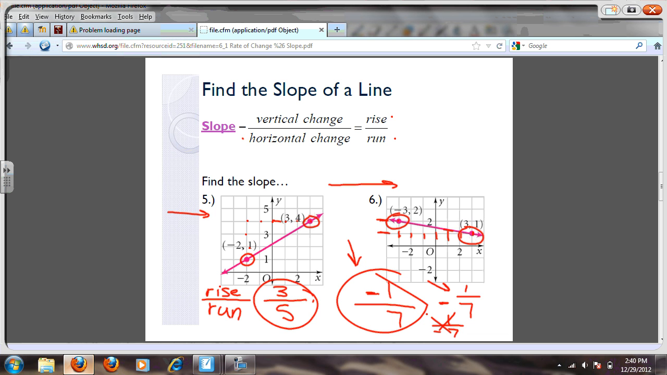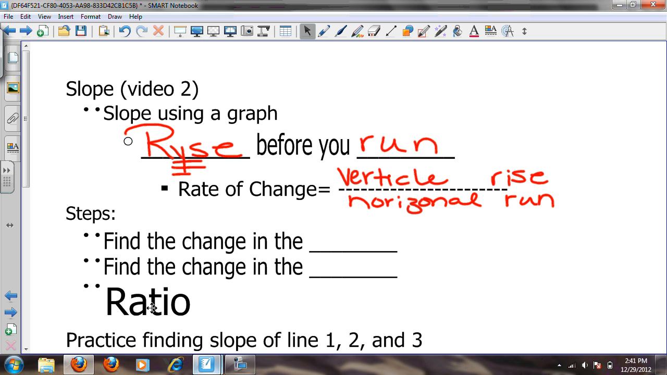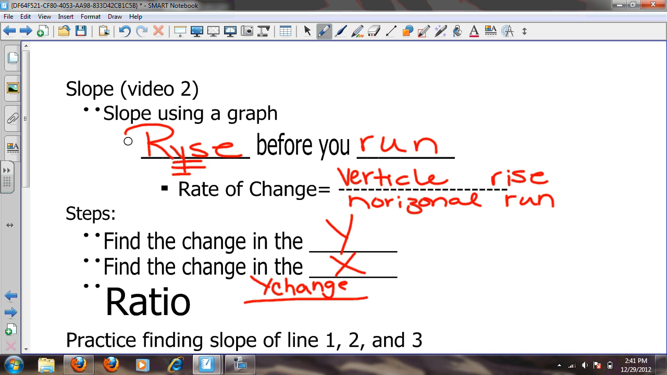Let's look at a few more examples here together. Okay? Let me do this. Let's go over here and make sure you're with me. Okay? So let's go back here. We're finding the change in the y, and we're going to find the change in the x coordinates. So the ratio is the y change over the x change. And by change, I also mean difference.